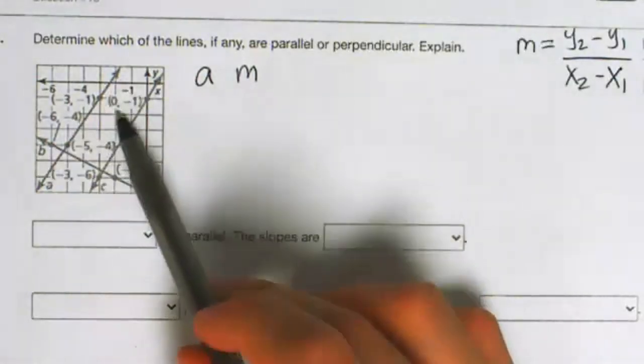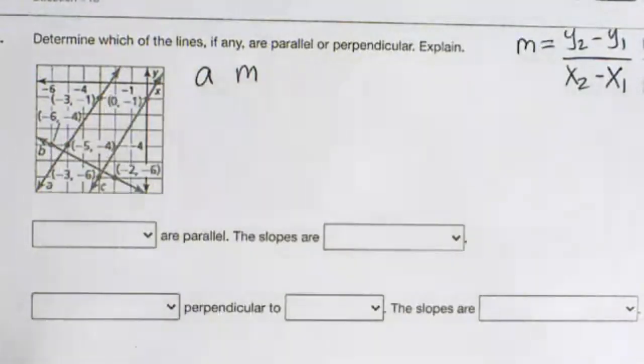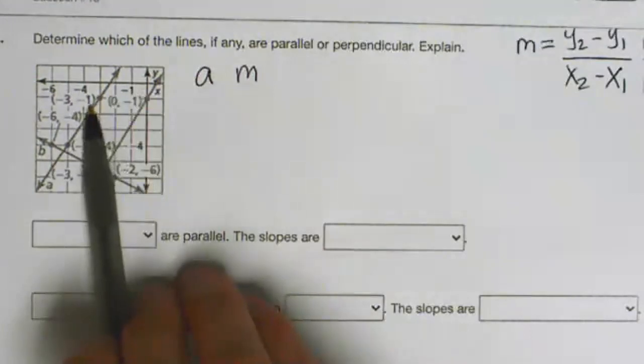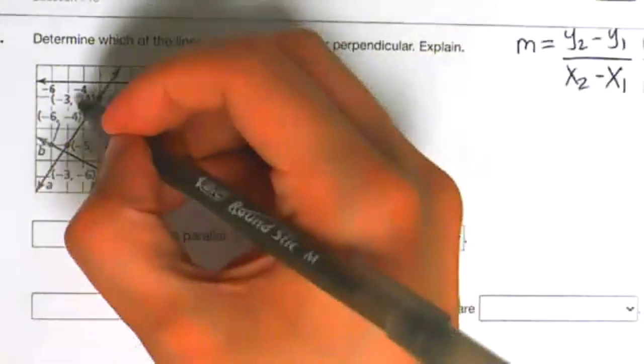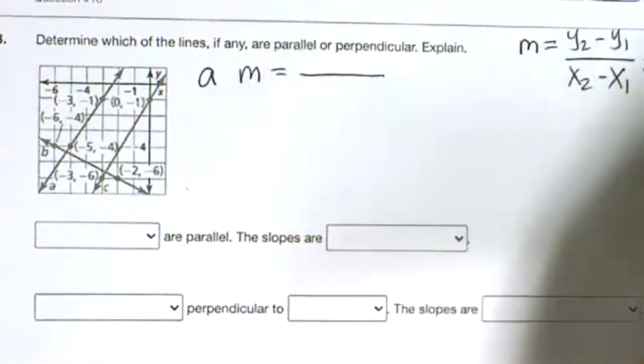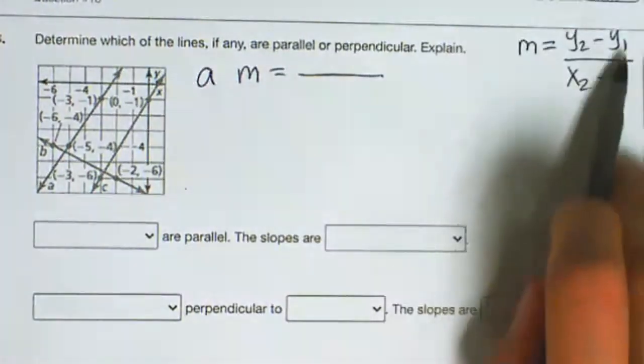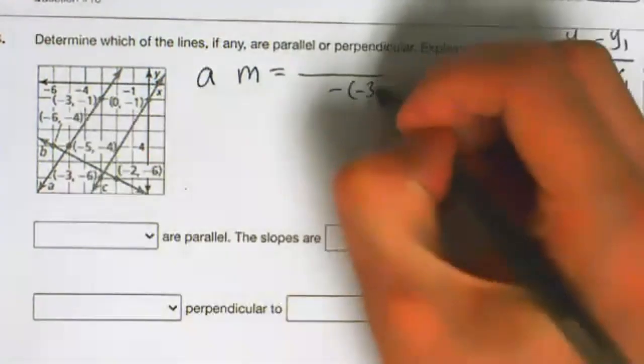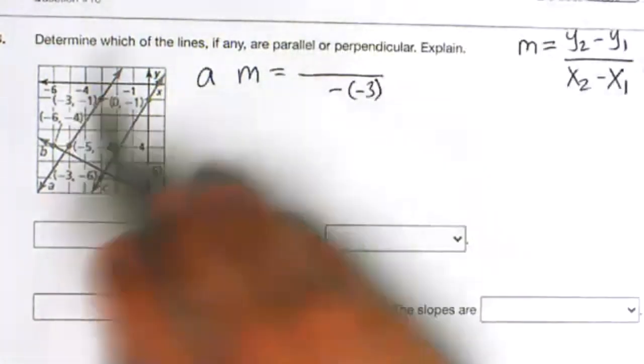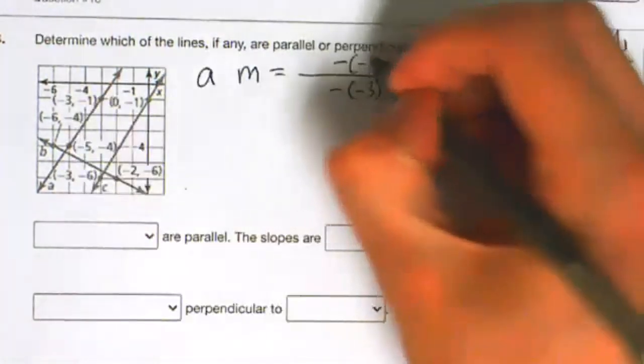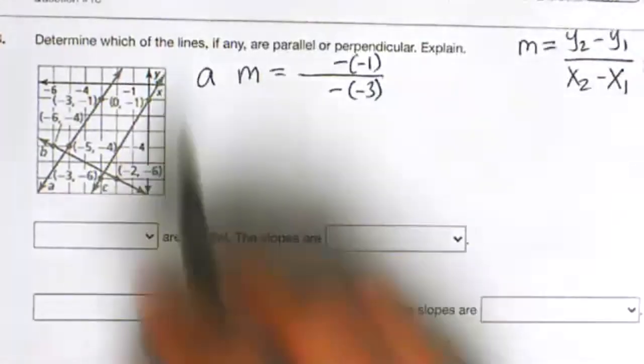One of the points is... wait, no. This point is -3, -1. So our first point is this one right here, -3, -1. So I'm going to go ahead and set this up. My first point is going to be x1, y1. So the x part of it is -3, so we're going to have minus parenthesis, -3. And our y part is a -1, so we're going to have minus parenthesis, -1. So that was the first point.